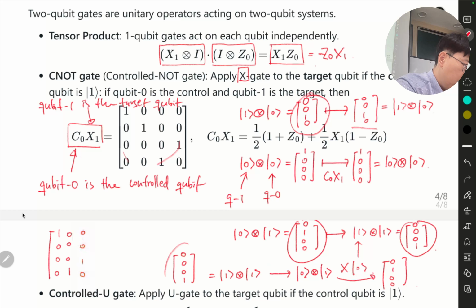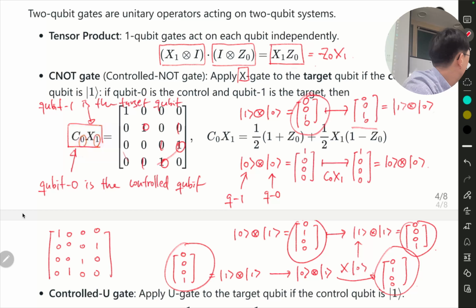And the last one, this one goes to this. So it's 0, 1, 0, 0. So I made a mistake here. So I think you get the original matrix if you switch the target and the control qubit index here. So anyway, this is C0X1. Okay.